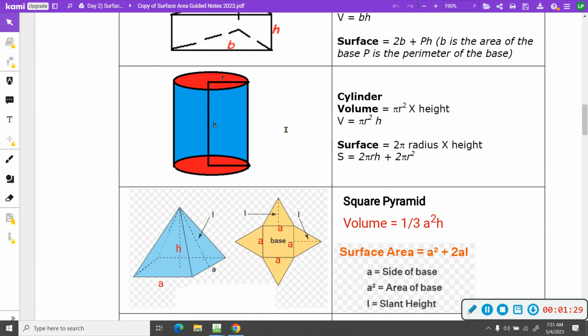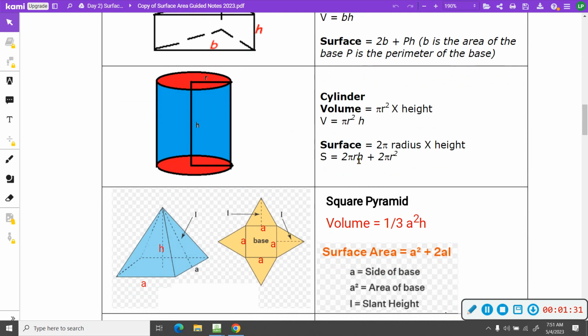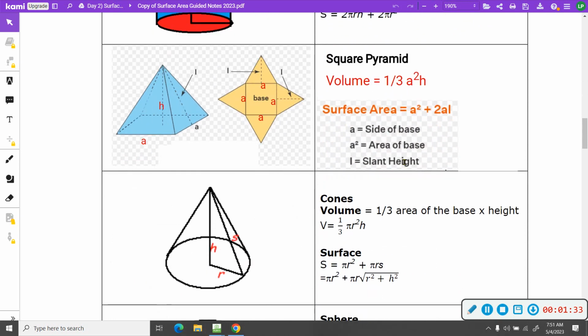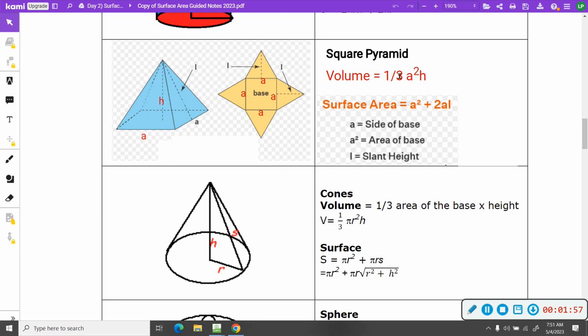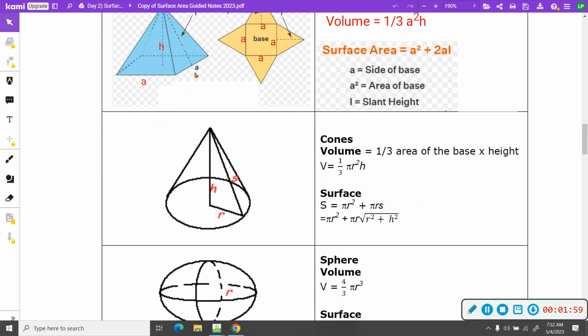Cylinder surface area is 2 pi rh plus 2 pi r squared. We have square pyramids. The formula is a squared plus 2al. So all you need to know is the a, which is the length of one of the sides, and you would also need to know the slant height. The slant height is on the side, thus the other height is straight up and down. You need to use the slant height. When you're using volume, that's when you use the height.